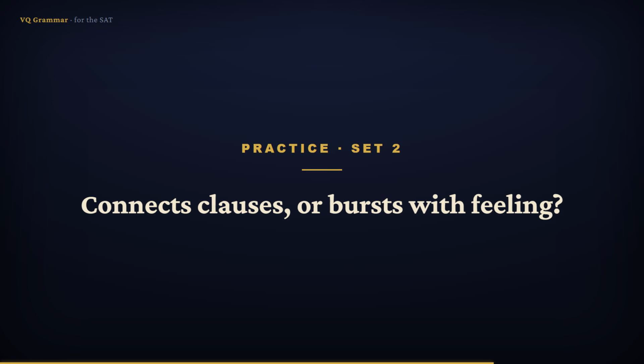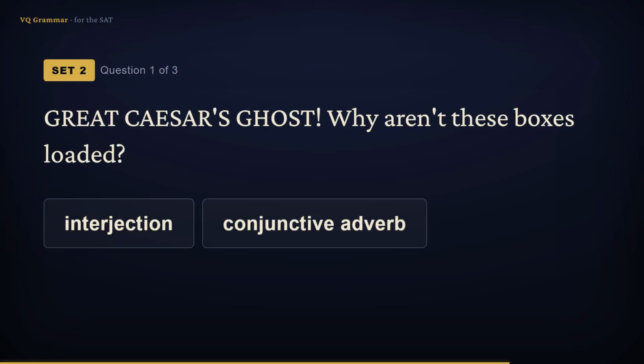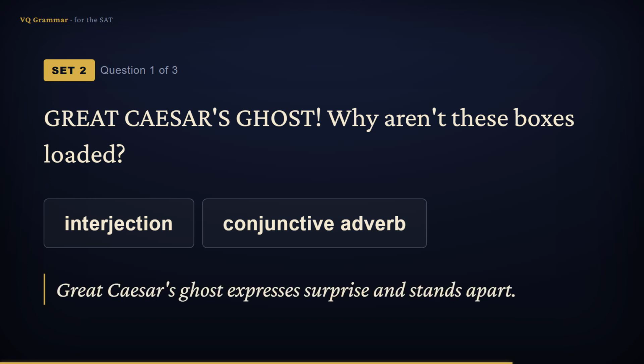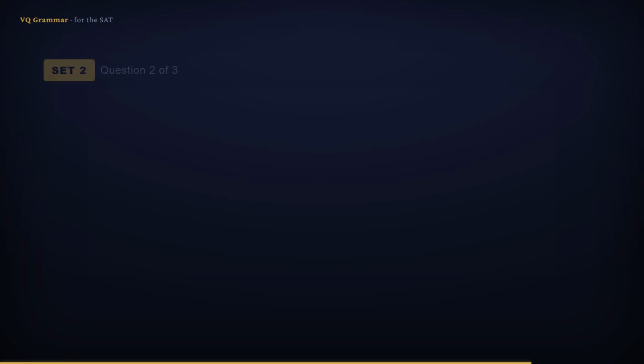Three more. Ask whether the word joins two clauses or just expresses emotion. Pause and try each. Great Caesar's ghost! Why aren't these boxes loaded? That phrase explodes with surprise and stands completely apart, exclamation point and all. So the answer is interjection.